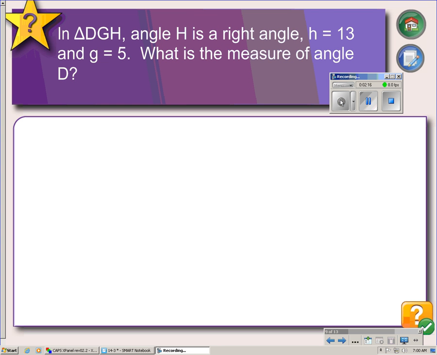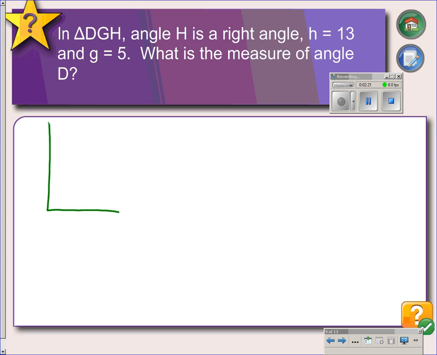Okay, here we have a generic triangle again, triangle DGH. And it tells us angle H is the right angle, so we'll just randomly pick one of the other angles to be D, and then the other one is G. So in this right triangle, small h is 13, so small h would be the side across from the angle H, so that's 13. And small g is 5, so across from angle G is 5. So we want to know the angle of measure D here.